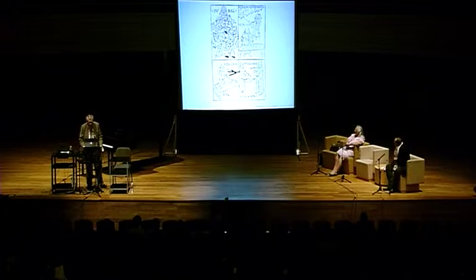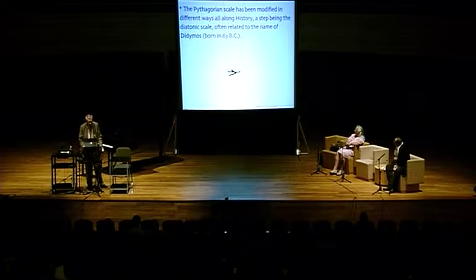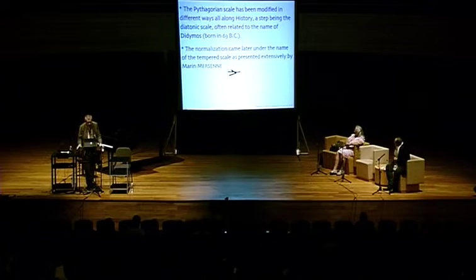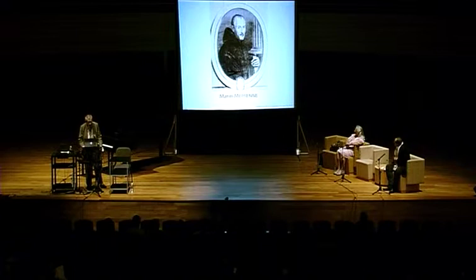So in a sense, these are several illustrations of one-dimensional instruments. One thing I want to stress in particular is that in Western music, including in Greek music, actually, the bell is really a circular bell. So it's really a one-dimensional object because it has a circular symmetry. Okay, so this scale has been modified in many different ways along history. And the first one was the so-called diatonic scale. But the real normalization which happened came later under the name of the tempered scale, introduced by Marin Mersenne.